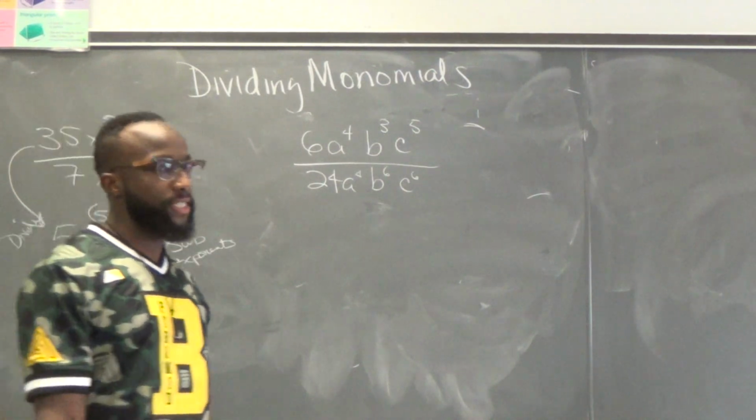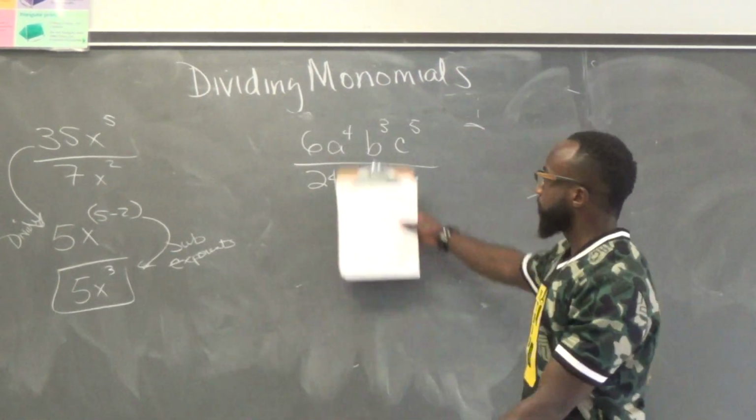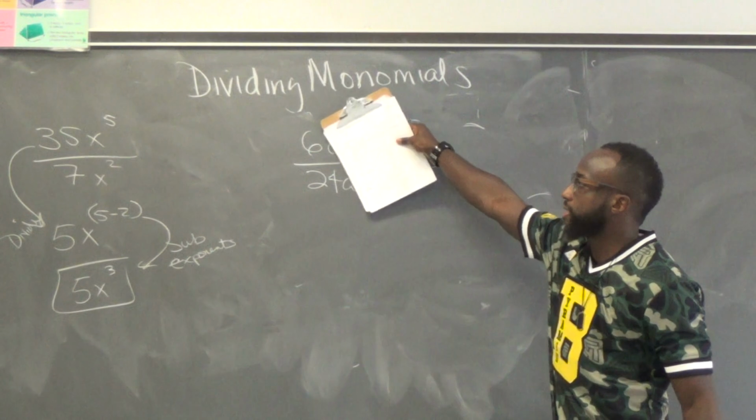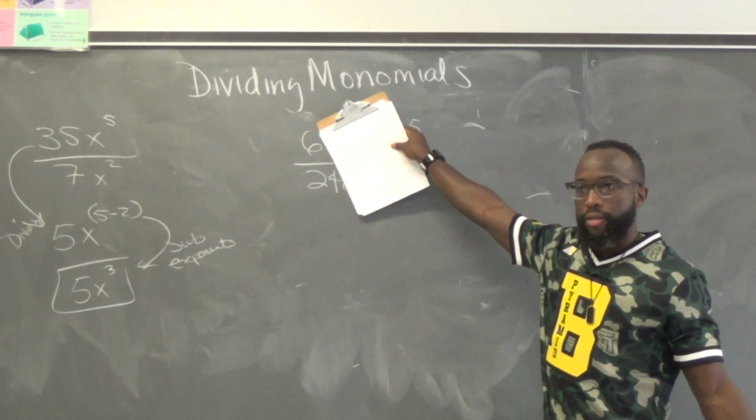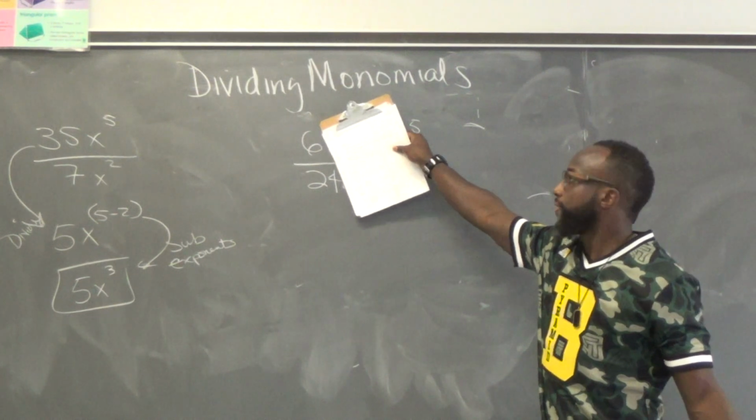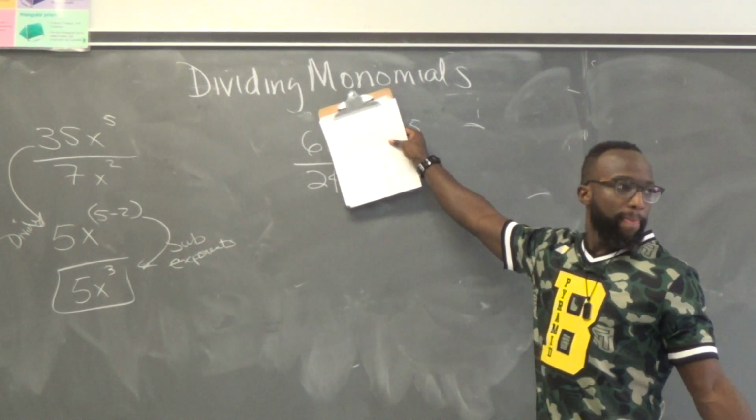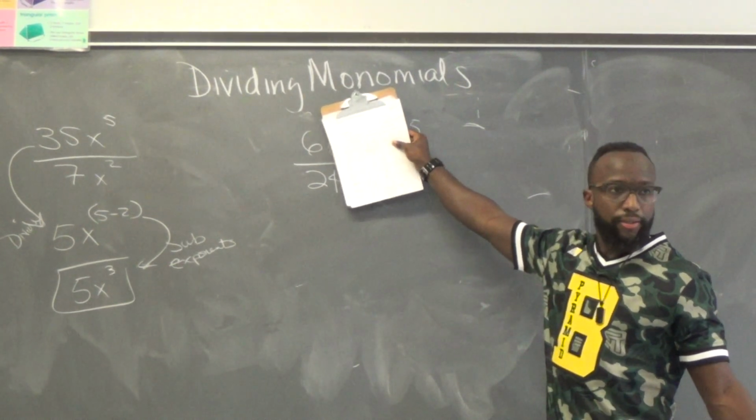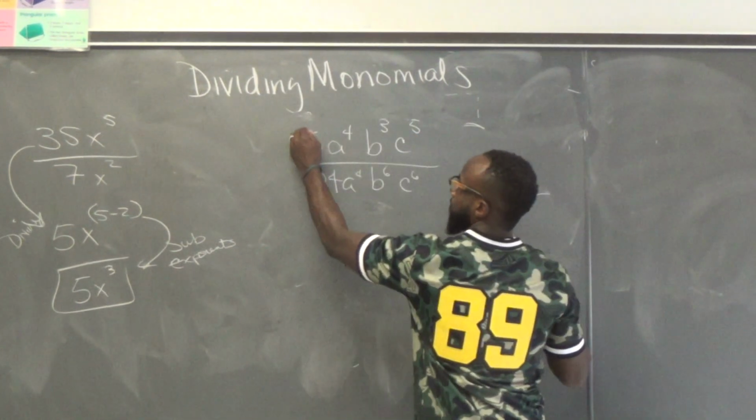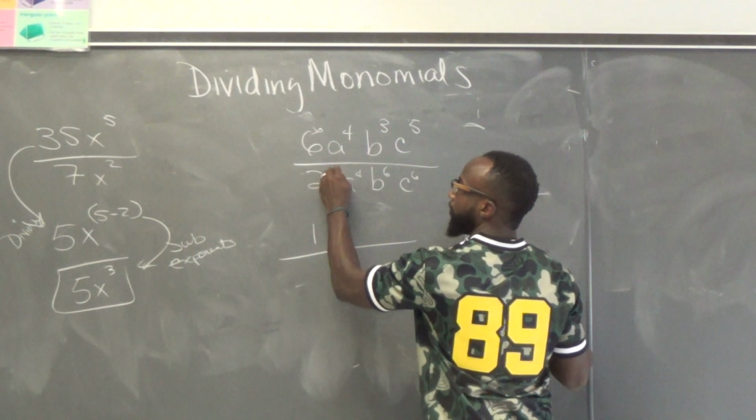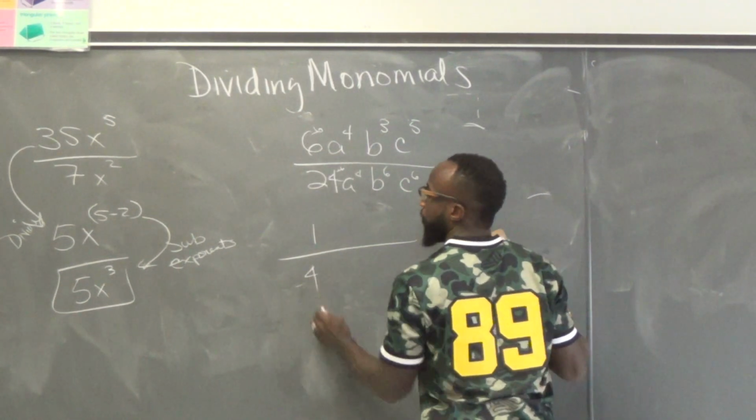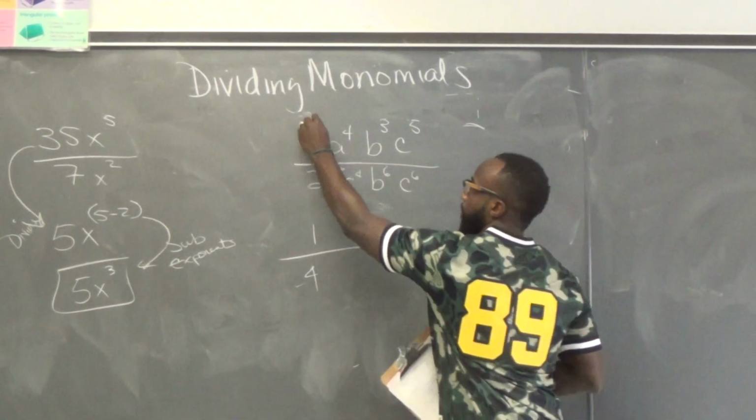Now we have coefficients in this particular problem, right? So the first thing you want to do is deal with these coefficients, 6 and 24. What can you do with 6 and 24? Divide by 6. 6 divided by 6 is 1. 24 divided by 6 is 4. Alright, so we've dealt with these numbers.